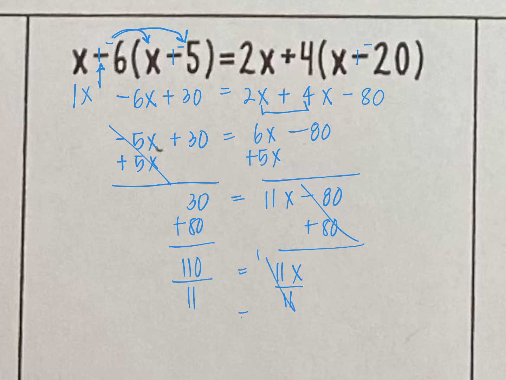11 divided by 11 is 1. 1 times x is x. 110 divided by 11 is 10. And then we need to use the reflexive property to switch it. So x equals 10. Here's another glance at the second one.